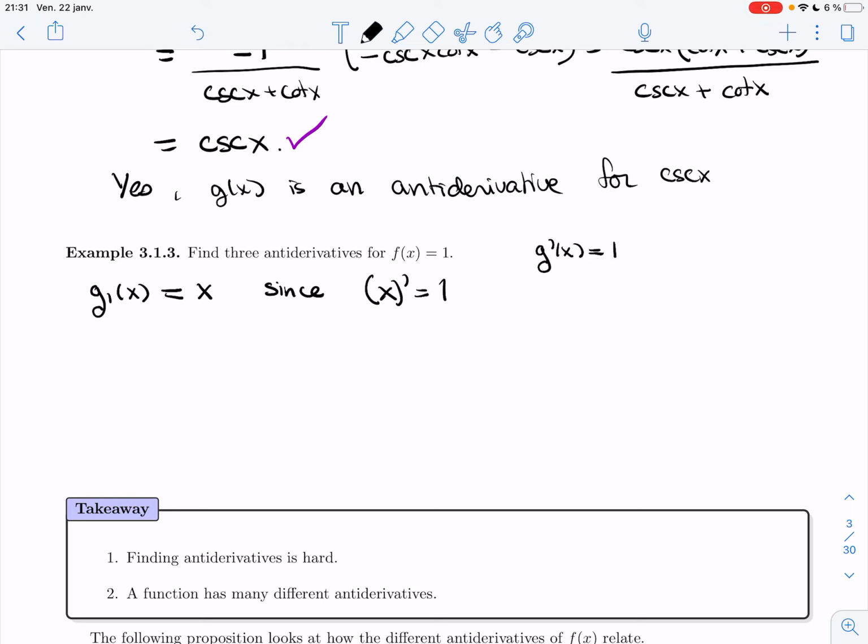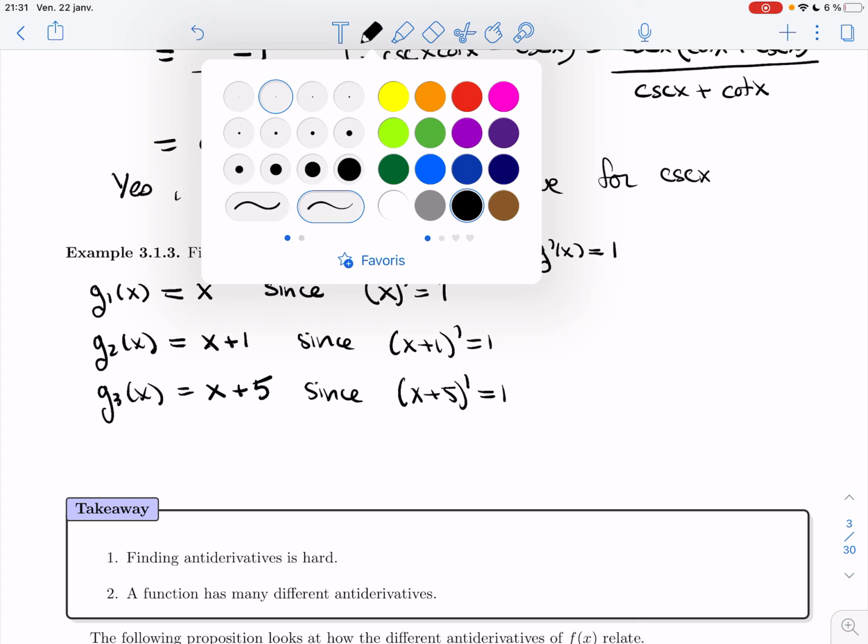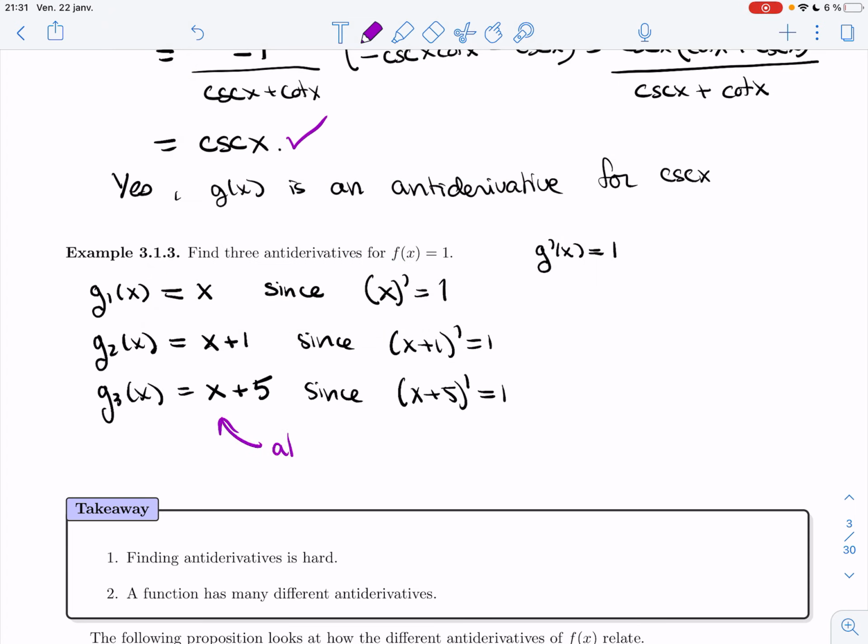Well, what I just said would work for any line of slope 1, so I'm going to take a second one. I'm going to take x plus 1. I could take x plus 2, I could take x minus 1, whichever one you like the best. I could take x plus 5 or 20 or pi, whatever constant I want. All of these have the same derivative, and so all of these are antiderivatives for the same function.